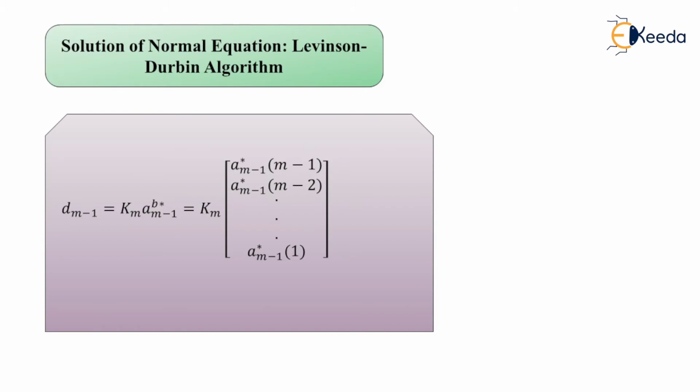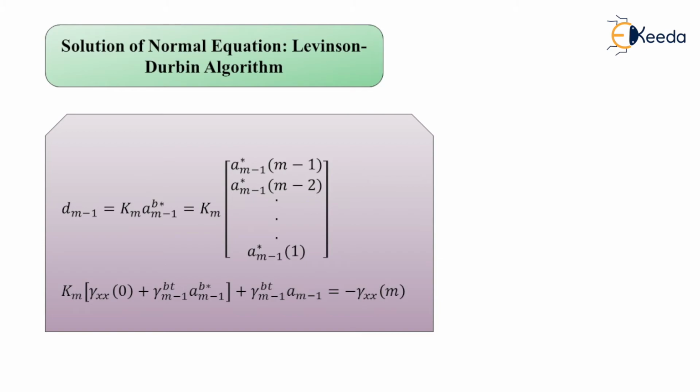Now if we manipulate the last two equations along with this particular equation, we can eliminate d_{m-1}, and we can write the equation as K_m multiplied by the square bracket that has the addition of γ_xx(0) with γ_{m-1}^{bt} multiplied by the parameter a_{m-1}^{b*}, and this term is added to γ_{m-1}^{bt} multiplied by a_{m-1}. So this is equal to minus γ_xx(m) here.